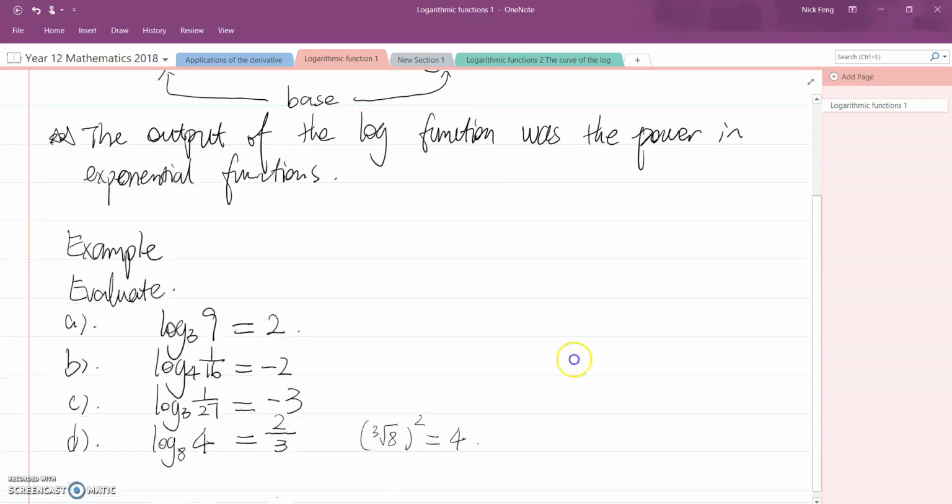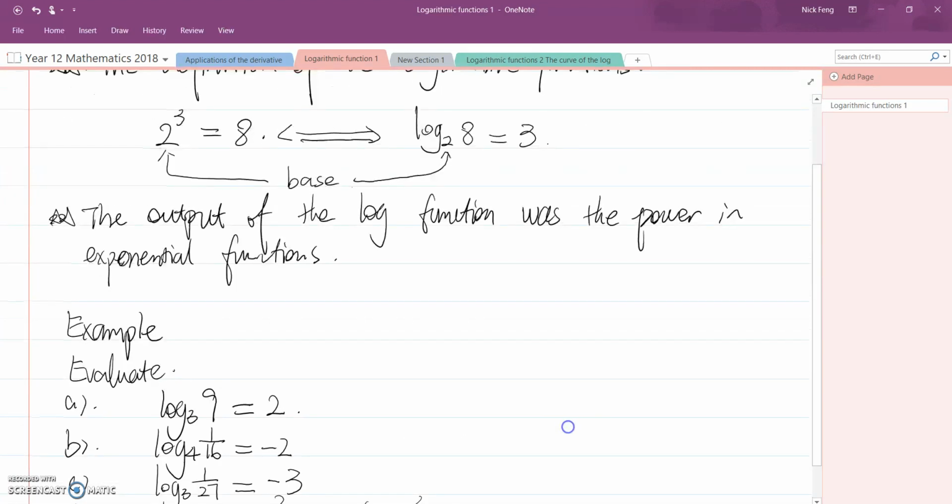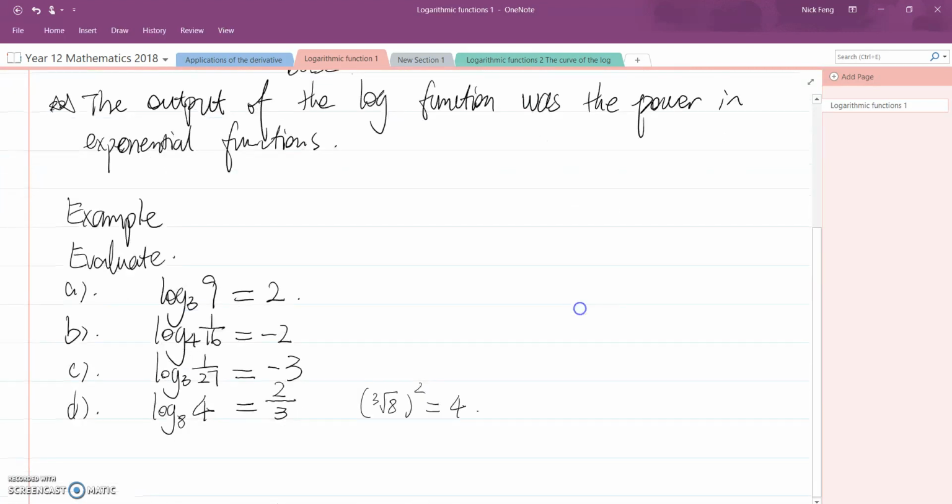So that's the basic understanding of the logarithm function. It is just simply another way of representing the exponential, but making the power your output.